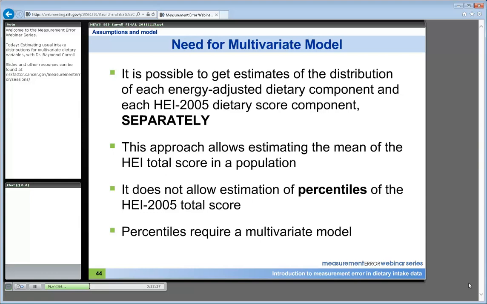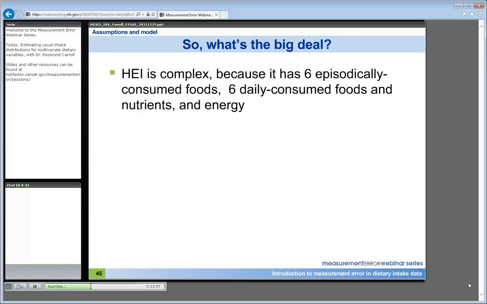It's important to understand that we actually need a multivariate model. I can run the NCI method on every dietary component in the HEI 2005 separately. It works great, and we've done this. And that allows you to estimate the mean of the HEI total score in a population. But by running it separately and then adding up things, it doesn't get you the distribution of the total scores. The only thing you can get by running the NCI method 12 plus times is the mean and not the percentiles. And so the percentiles need the multivariate model.